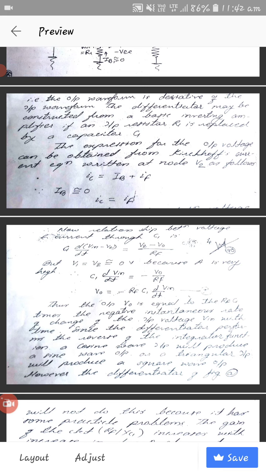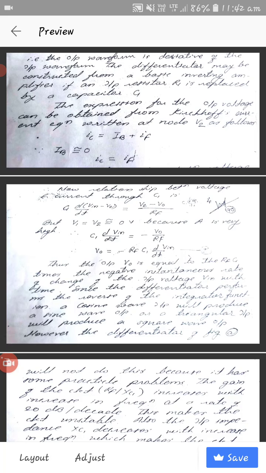Now the relationship between the voltage and current through the capacitor C1: C1 d(Vin minus V2) upon dt is equal to (V2 minus V0) upon RF. But V1 and V2 are approximately 0 volts in that equation, because A, the gain of the given circuit, is very high.